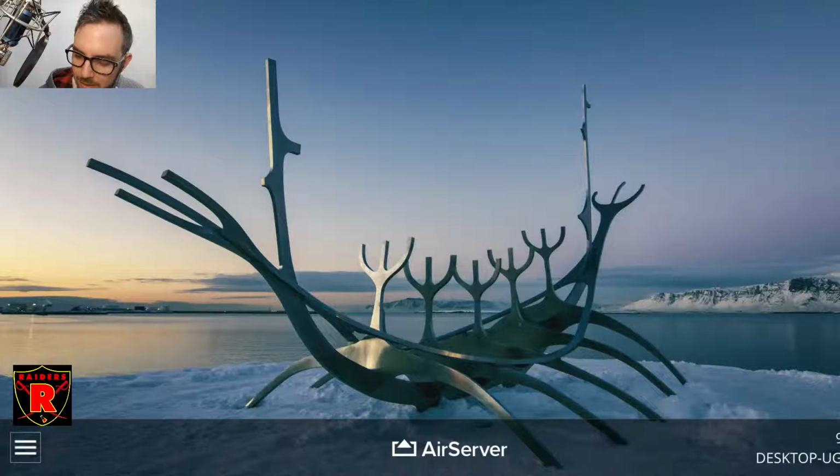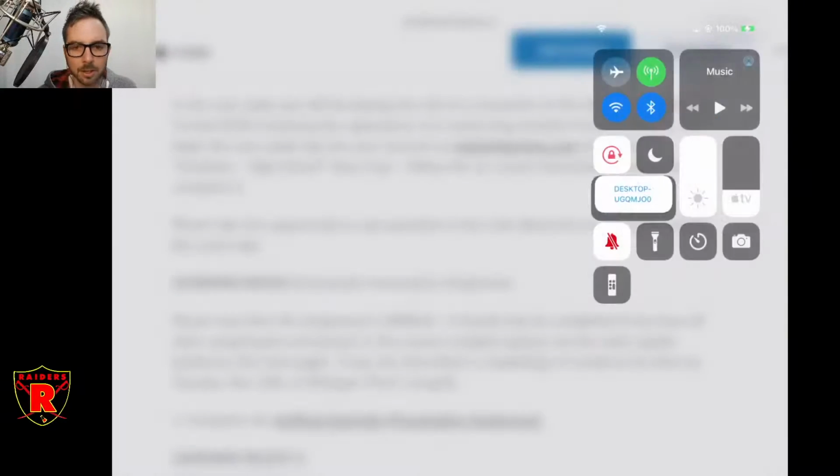My screen mirroring stops working. That was weird.